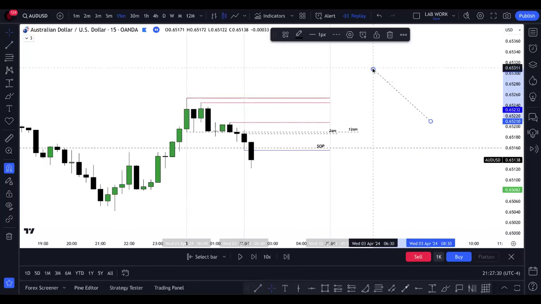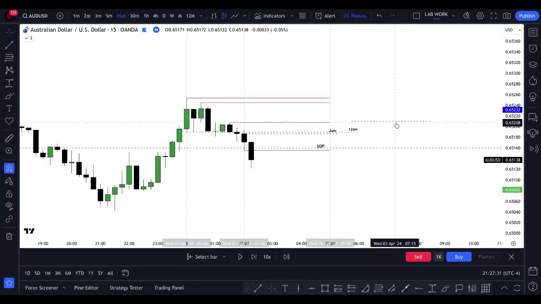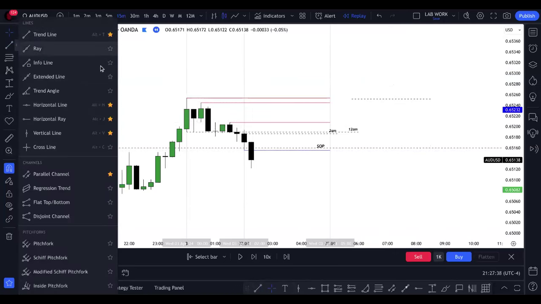It's just a tool. I'm not sure exactly what line you're referring to. Like there's a vertical tool here. Like everything's here on the side. Play around with TradingView, fam. Look through the tools, man. They're there.